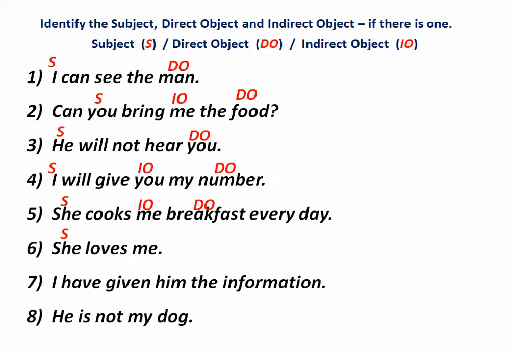She loves me, so me is the direct object. I is the subject, have given. What did you give? Information, that's the direct object. Who did you give this information to? That's the indirect object. And number 8, he, subject, is not my dog.